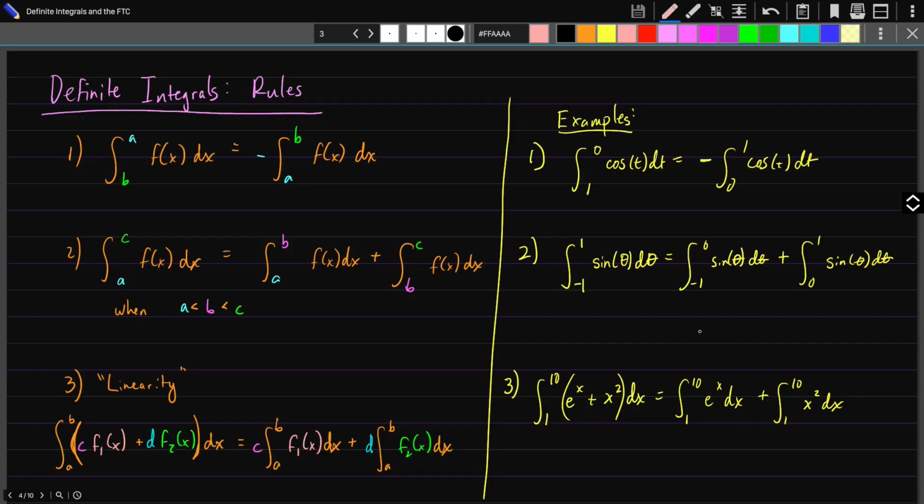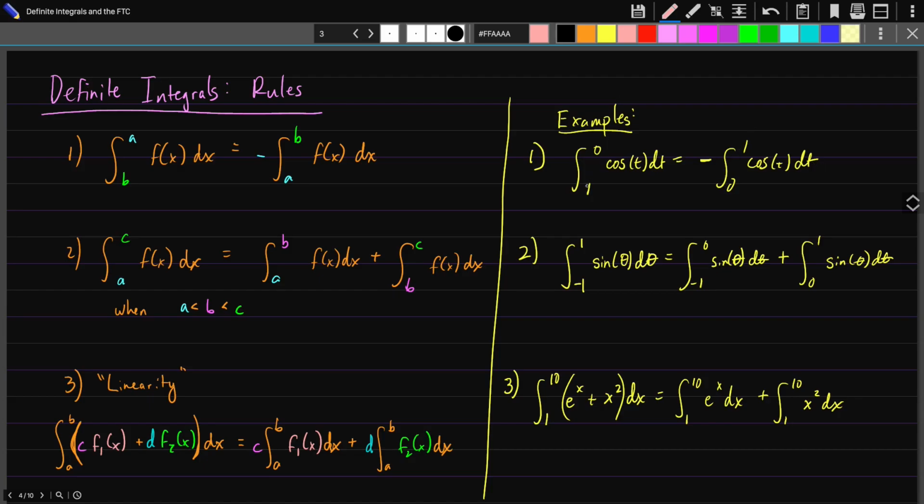There's a lot of rules for working with integrals, but most of them are pretty simple once you get used to them. The first thing is that you can switch the bounds of integration by putting a minus sign in front of your whole integral. So if you switch the bounds of integration in any integral, it makes the whole thing negative. An example where that happens is the integral from 1 to 0 of cosine of t dt equals the negative integral from 0 to 1 of cosine of t dt.